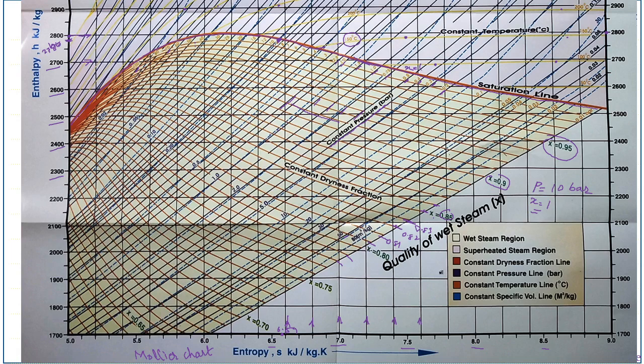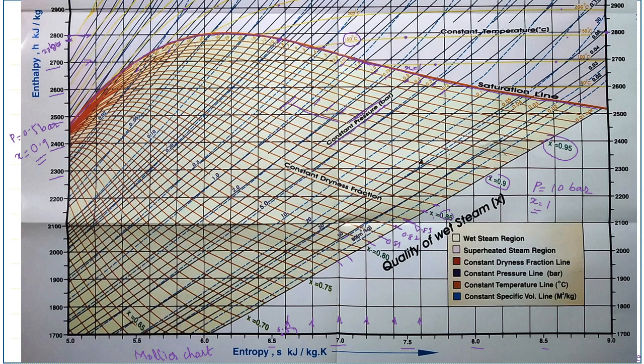Let us take another example. We will take pressure P is equal to 0.5 bar and dryness fraction X is equal to, say we take it as 0.9. Pressure is 0.5 bar, dryness fraction is 0.9. So we select the 0.5 bar pressure line here. So this curve is the 0.5 bar curve. Now the dryness fraction we will see here. Dryness fraction is given as 0.9. So here X is equal to 0.9.